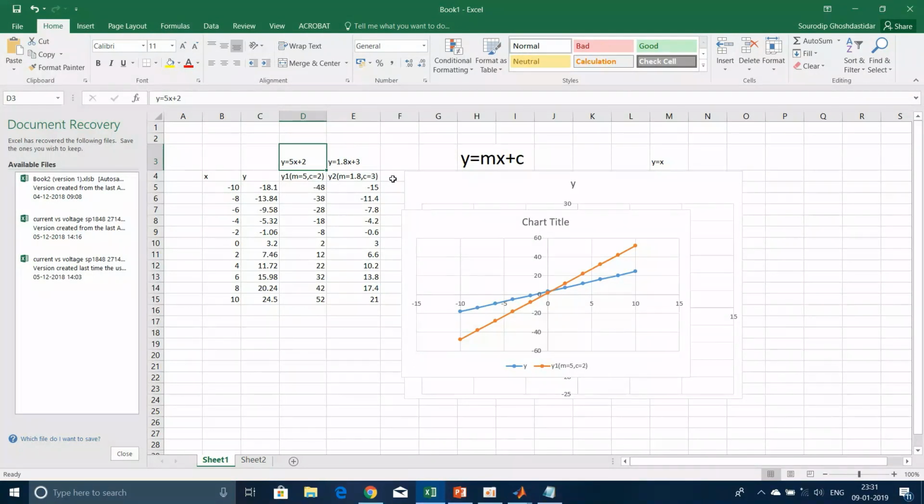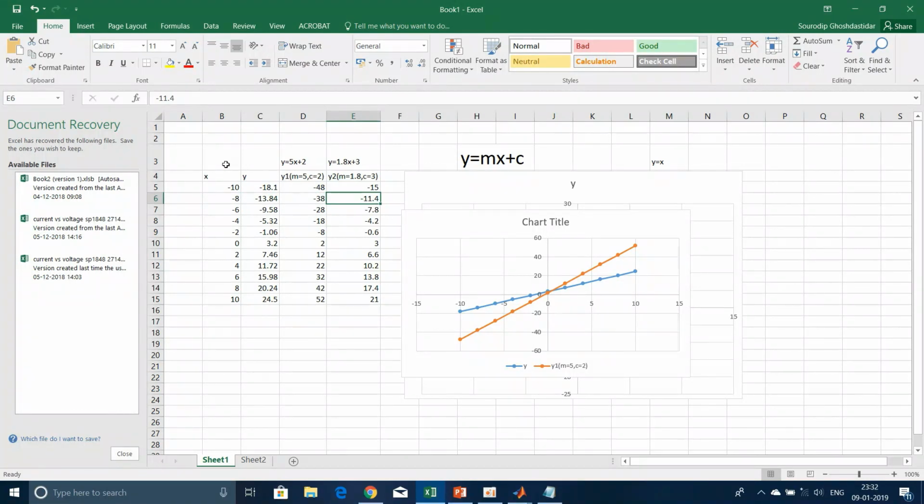So let's try another guess of y is equal to mx plus c, where m is equal to 1.8 and c is equal to 3. So we see that there's a much better agreement between the experimental and the model data. Instead of minus 48, we have now minus 15, which is much closer to minus 18.1 here. Instead of minus 38 at x is equal to minus 8, we have 11.4.